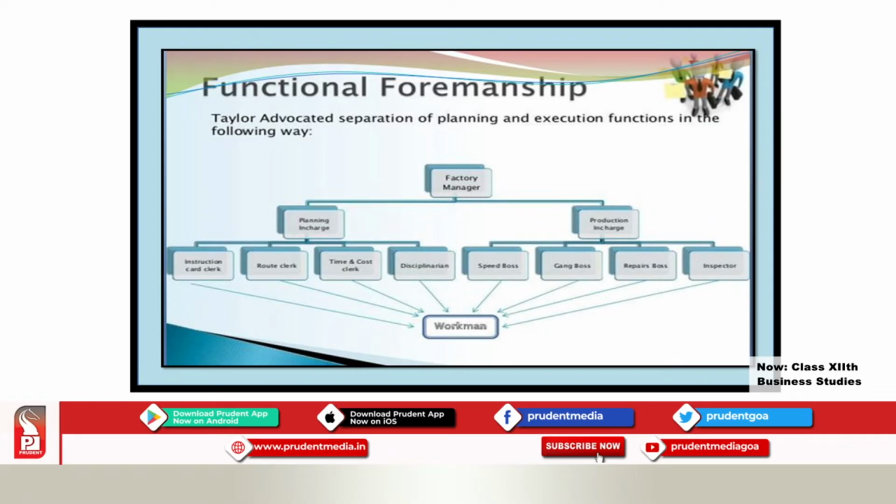They are not at all bothered about it. Workers have to just follow the guidelines, the instructions given by the planning department, and they have to just work to get the efficiency of the job. So here what Frederick Taylor has done, he has appointed certain supervisors, certain foremen who are involved in doing a very specific type of job in which they are good at.